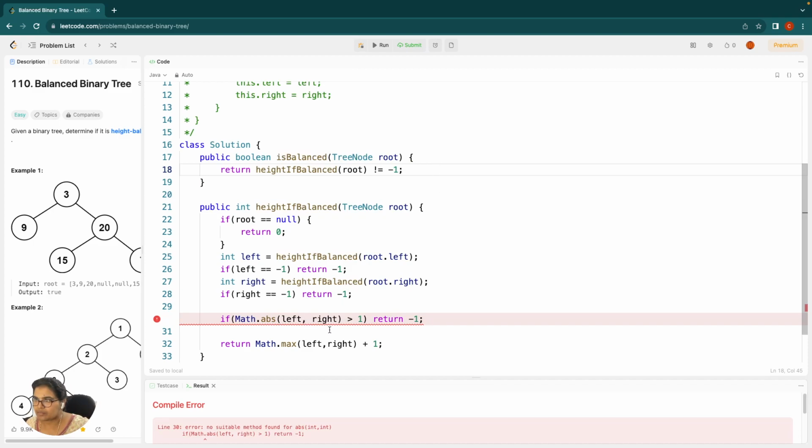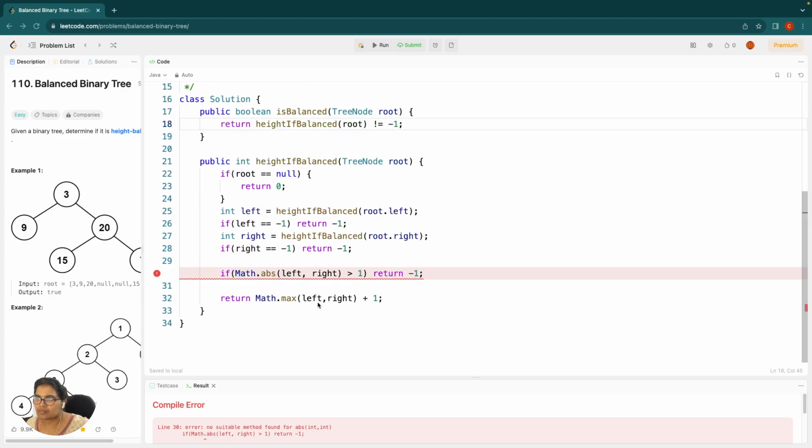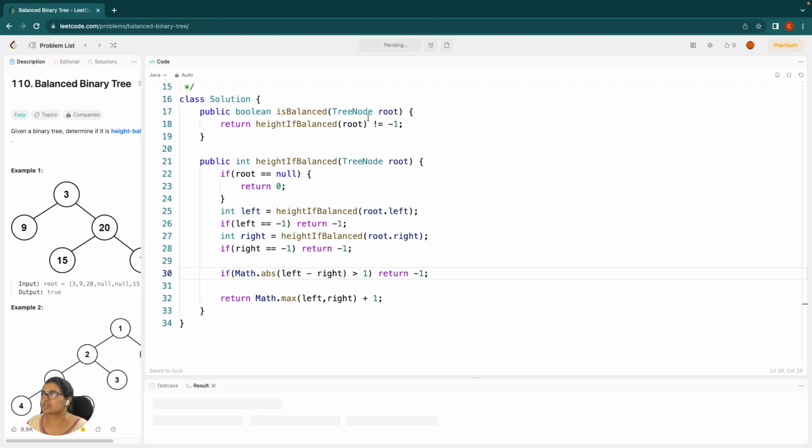Absolute of left comma right greater than 1. Okay. So math.absolute only returns the absolute value of a number. It doesn't do the difference, right? That is the error here. So here we have to do math.absolute of left minus right. Basically, if it's negative, it returns positive. If it's positive, it returns the same value. Okay, let's run this.